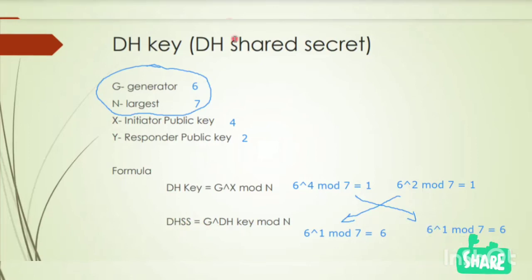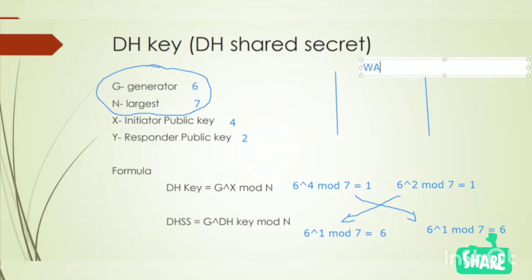Let me show you that with another example. This area is called the public area, so we can say WAN, and this is the private area, so LAN. This means this is the responder and the initiator.